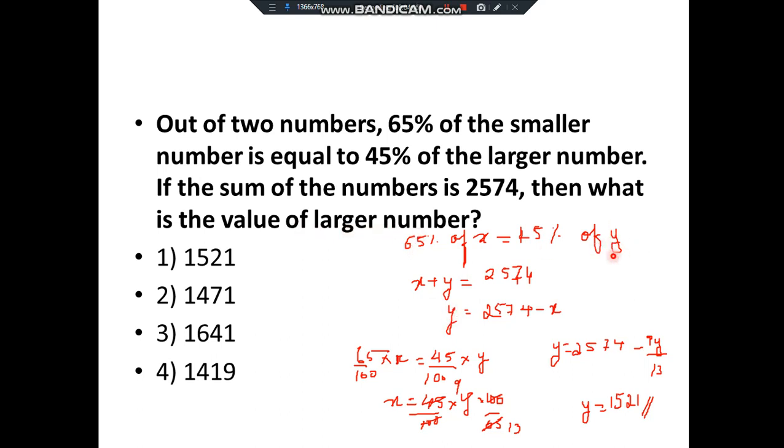Okay, so from the second equation we can write it as y is equal to 2574 minus x. Now substitute that value in the previous equation. So 65% is written as 65 by 100 into x is equal to 45 by 100 into y. So take x to one side, and finally you will get a value for x as 9y by 13.